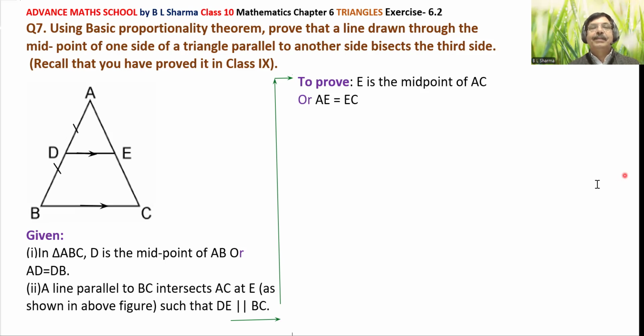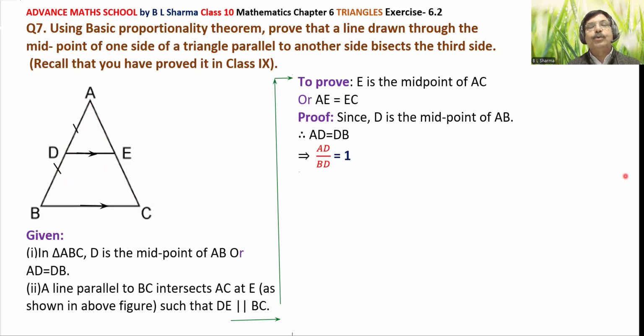Very simple. When a line is parallel to one side of a triangle, this line will divide the remaining two sides in the same ratio. So we can say, since D is the midpoint of AB, AD is equal to DB, or you can write AD upon BD is equal to 1.